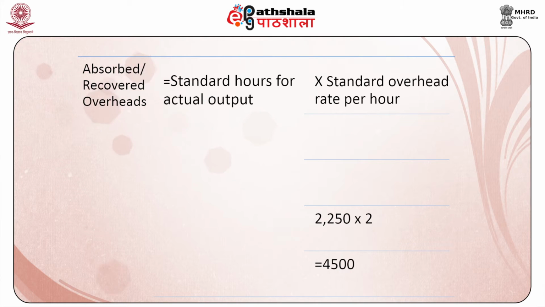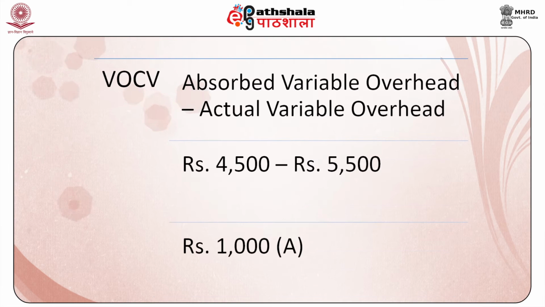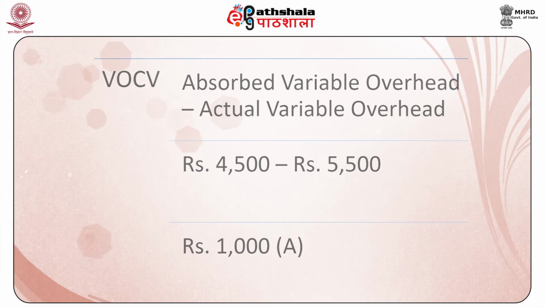Substituting the figures in the formula, we get 2250 into 2, that comes to rupees 4500. VOCV is equal to absorbed variable overhead minus actual variable overhead. Again substituting the figures, we get 4500 minus 5500 rupees, we get 1000 rupees, which is adverse variance.